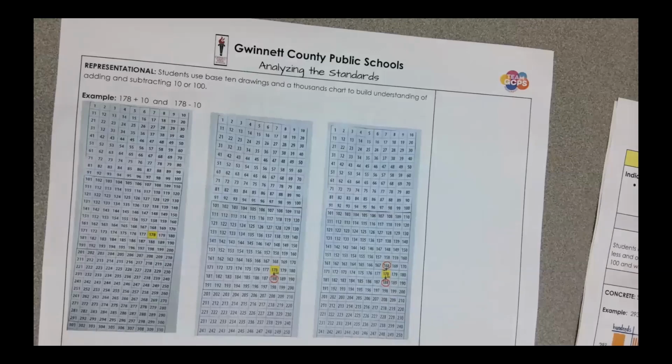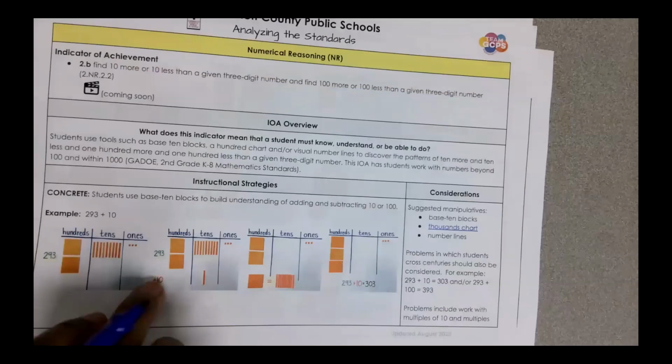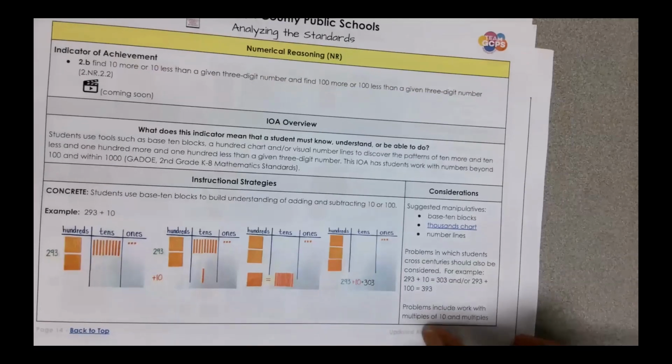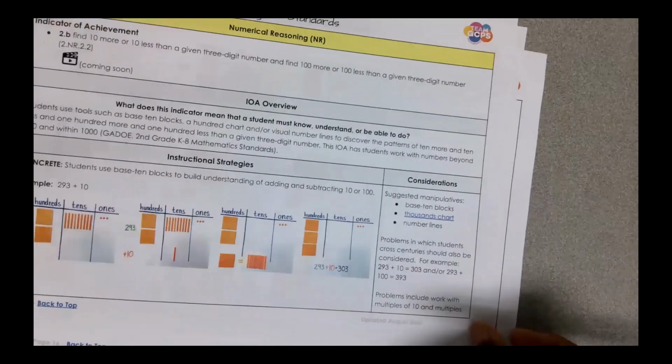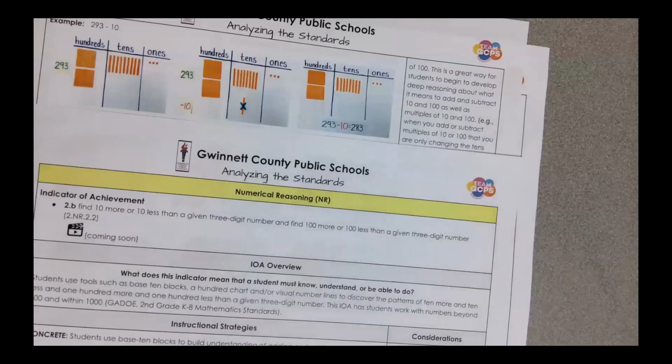Today, I would like to model an example of adding and subtracting 10 or 100 more or less from a given three-digit number. Remember that one of the considerations of this standard is that students can add or subtract multiples of 10 or 100. It's actually in our considerations column. So multiples of 10 or 100, not just exactly 10 or exactly 100.